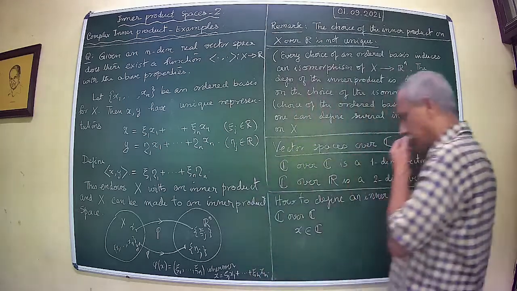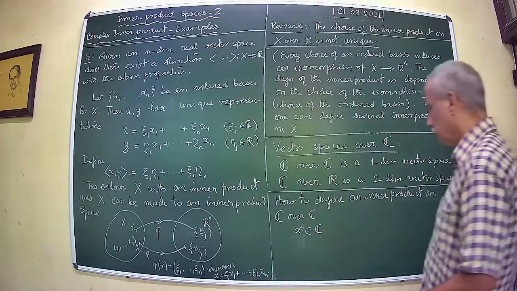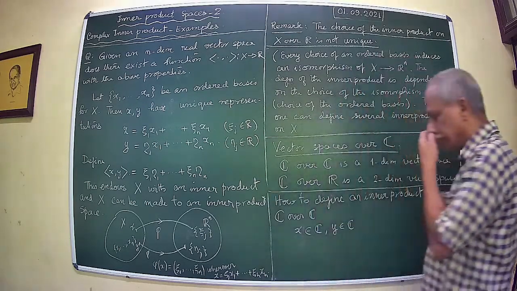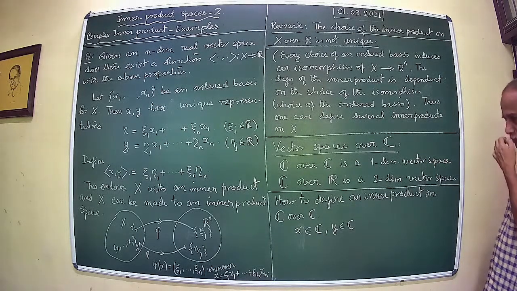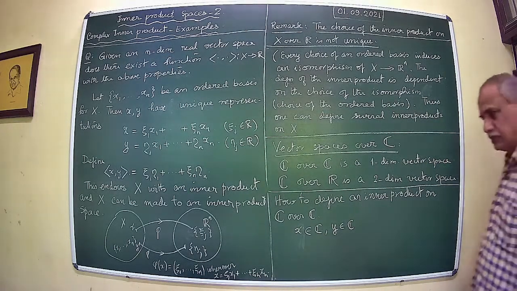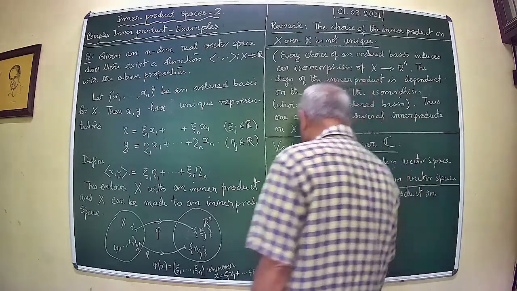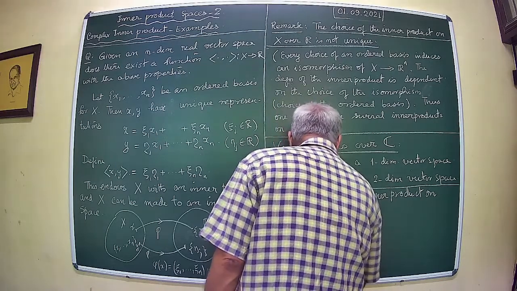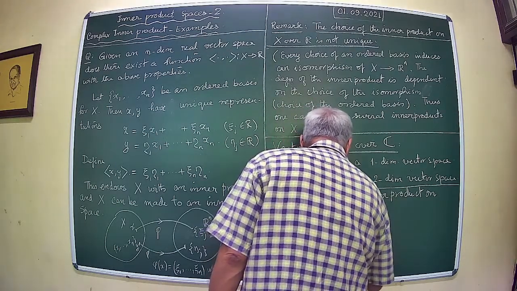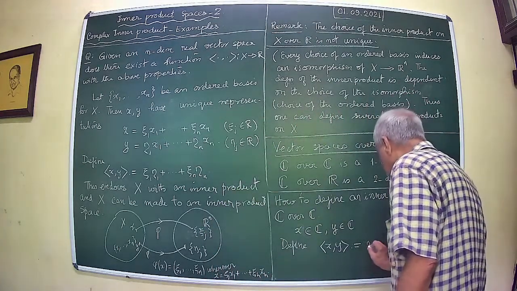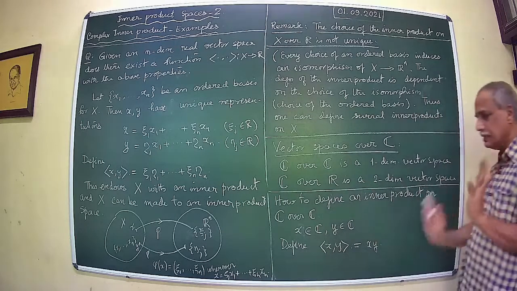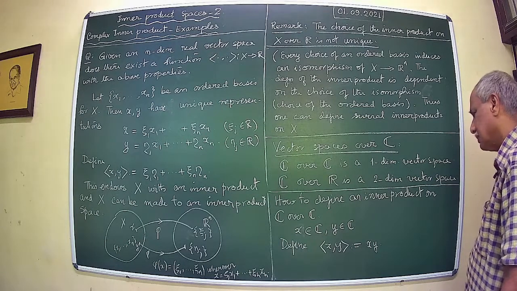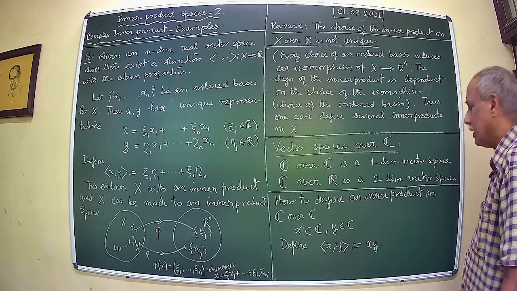Don't take this as the real part of the vector. And Y belonging to C. Then both X and Y are complex numbers. Now let us define this. This is our immediate instinct to write this. Okay, fine. Now let us check each one of these properties.